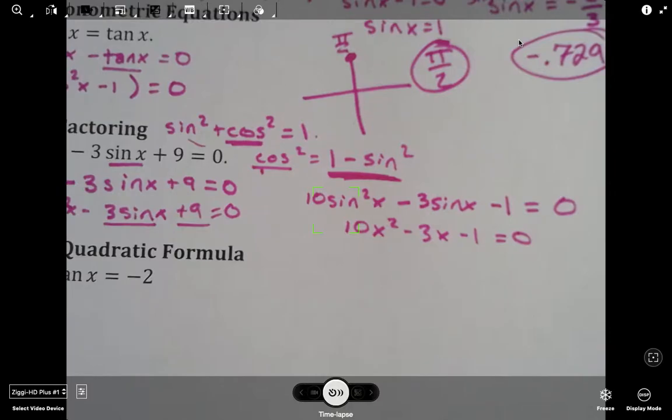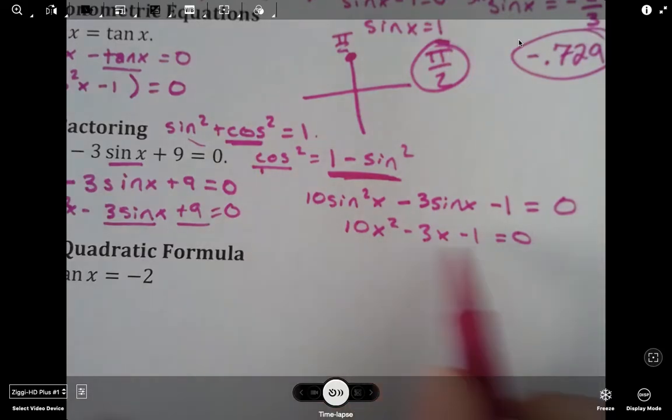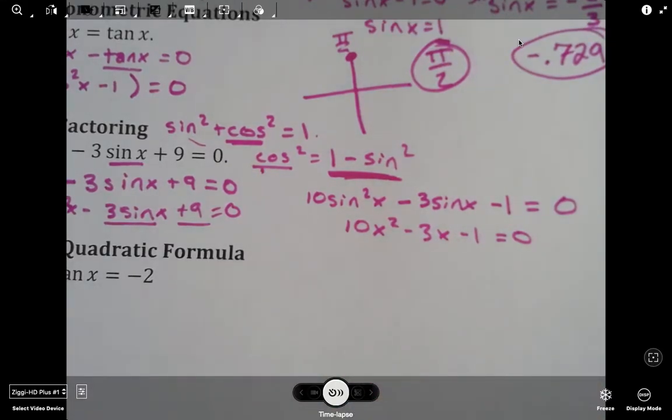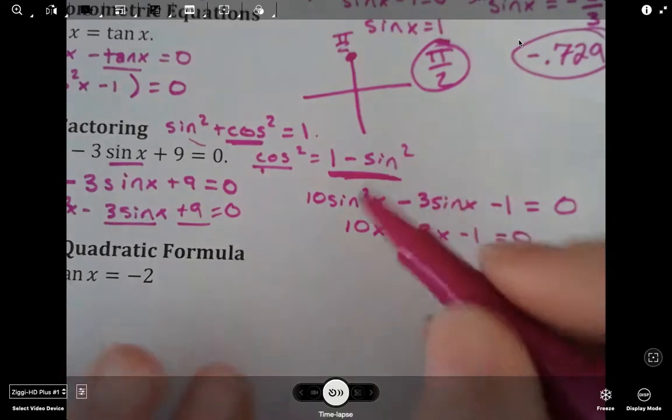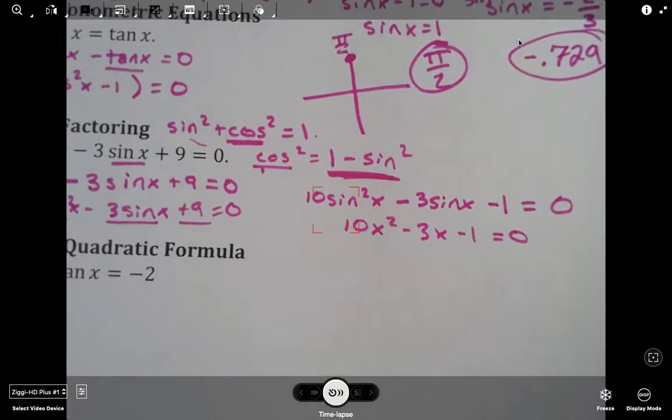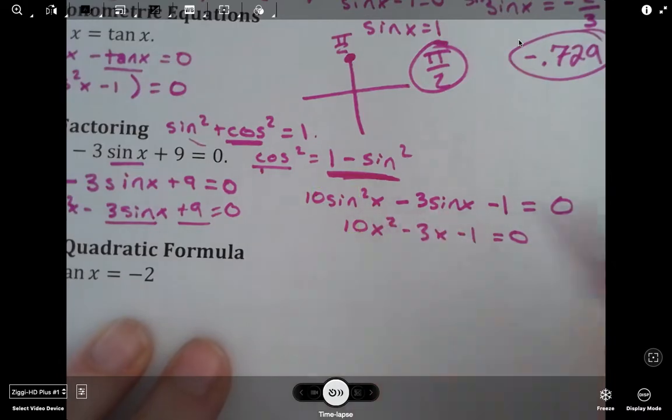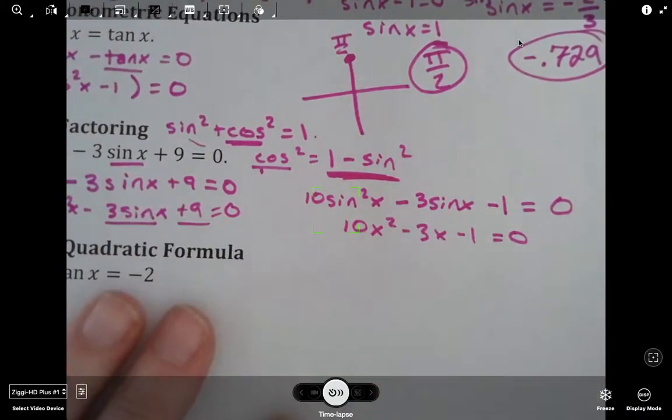If you can do this without switching to x's, that's fine. Just know that you're going to have to switch them back at the end to sines, but it makes it easier to do the algebra and to factor that down when I just have x's to deal with. So I'm just thinking about this in simpler terms. I'm not really getting rid of the sine. I'm just thinking about this simpler.